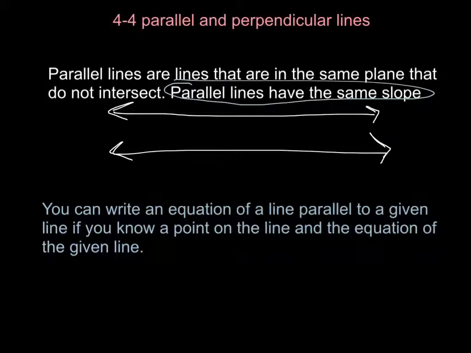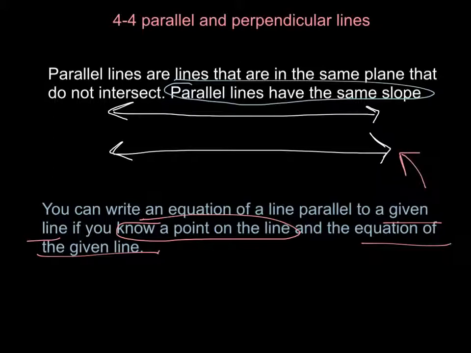That's important to pay attention to. You can write an equation of a line parallel to a given line if you know a point on the line and the equation of the given line. So if you know the equation of this line and one of the points on this line, then you can find the equation for this line, because it's going to be very similar to the first line, just a little different because the point and the y value would be different.